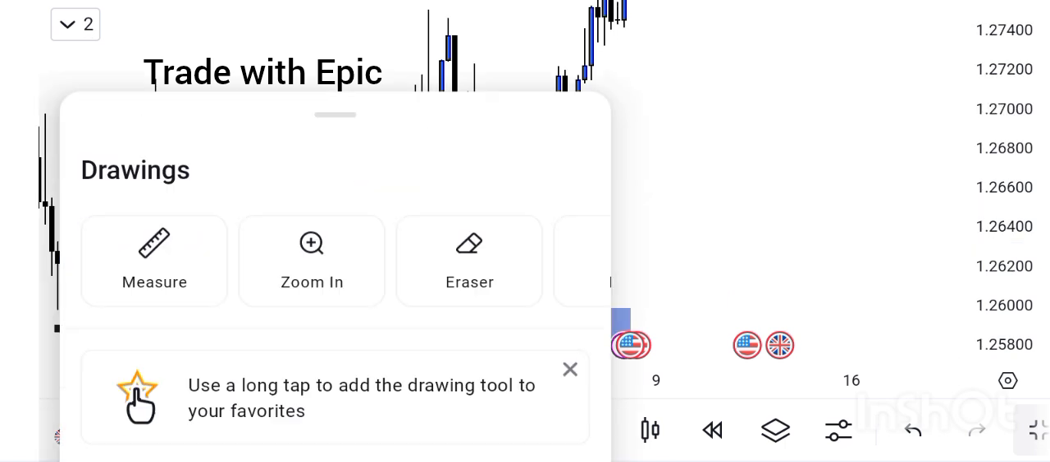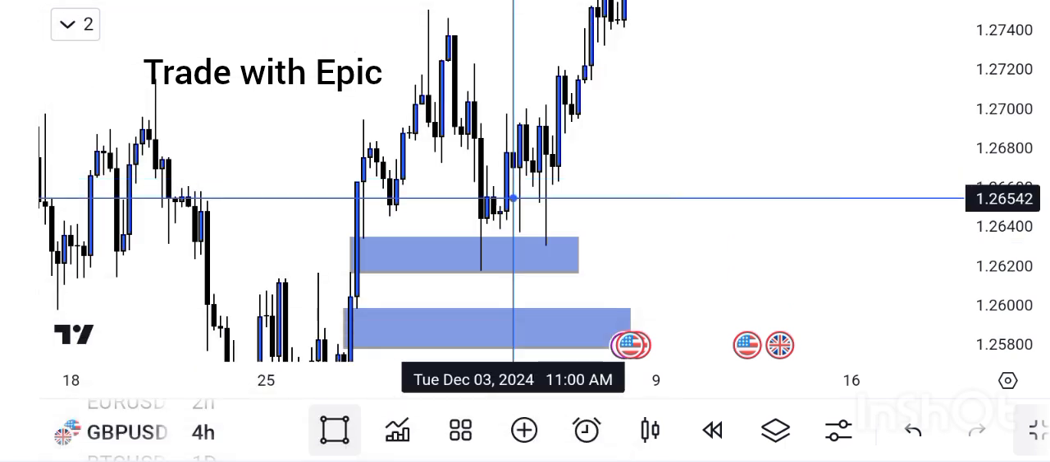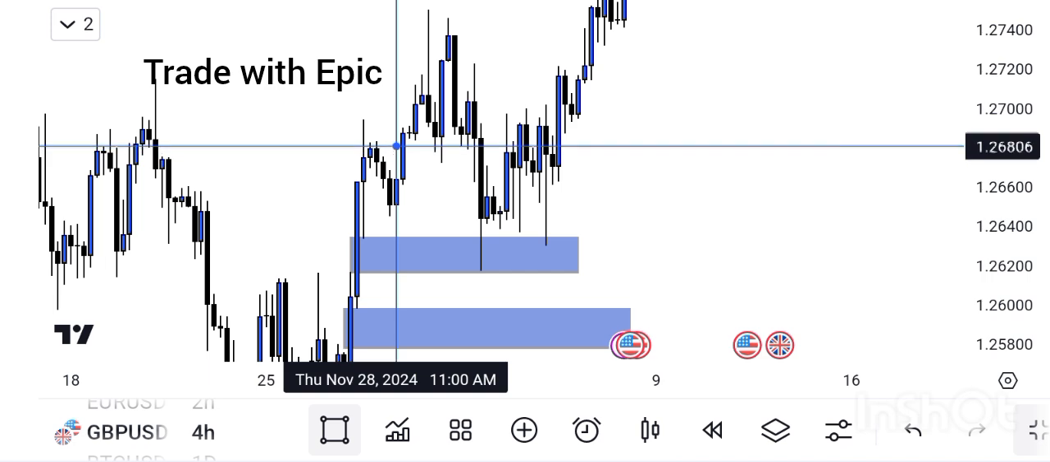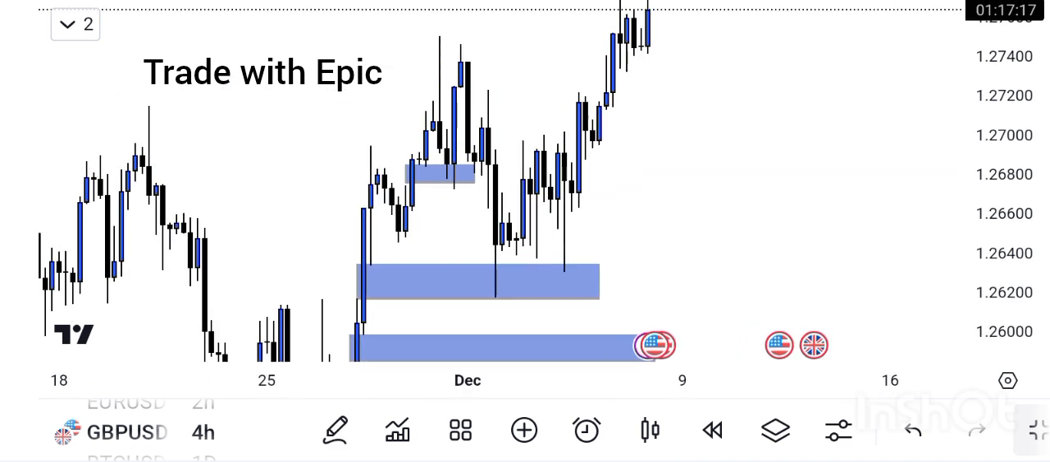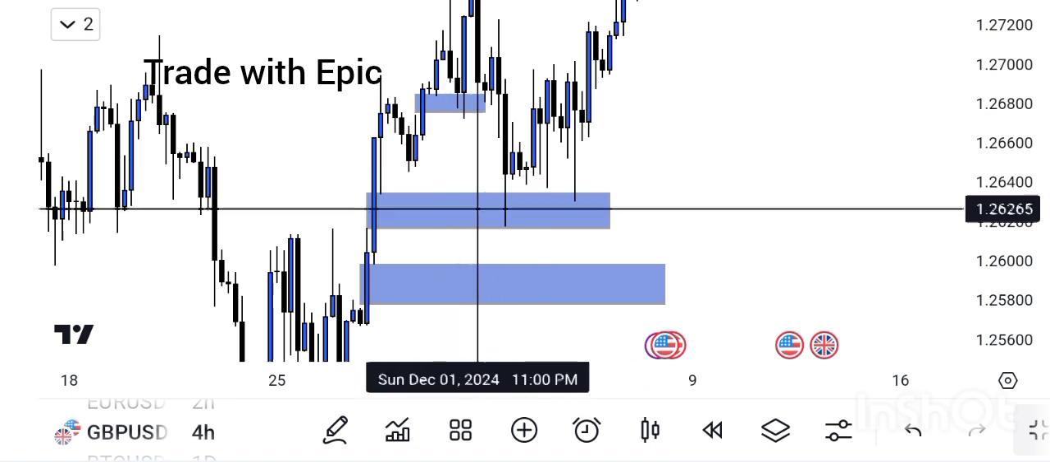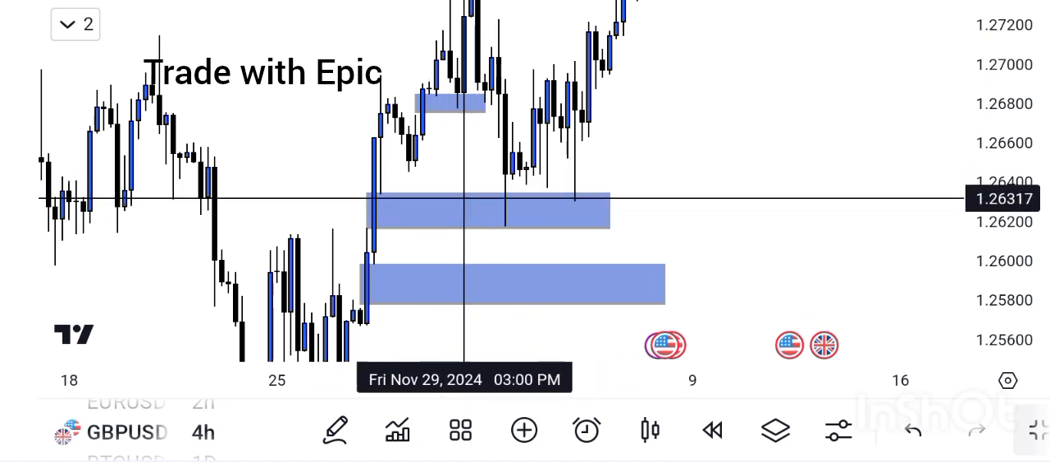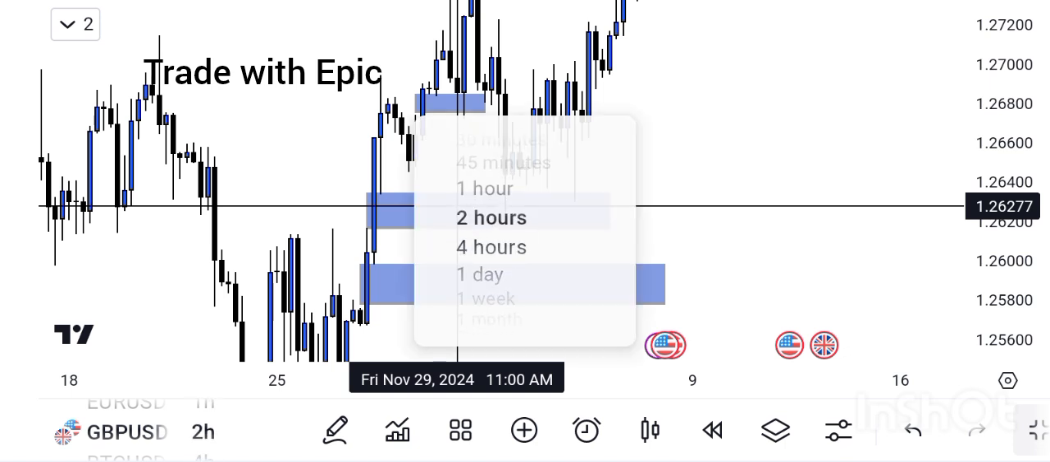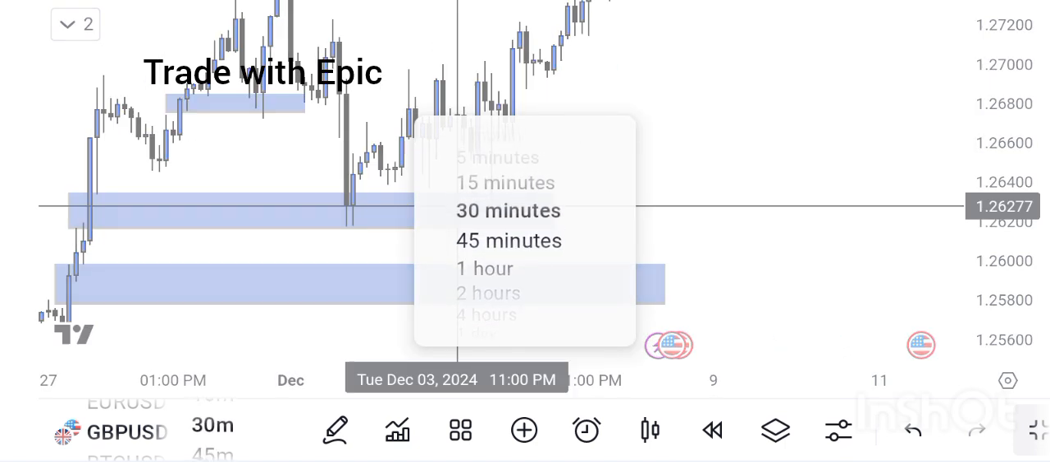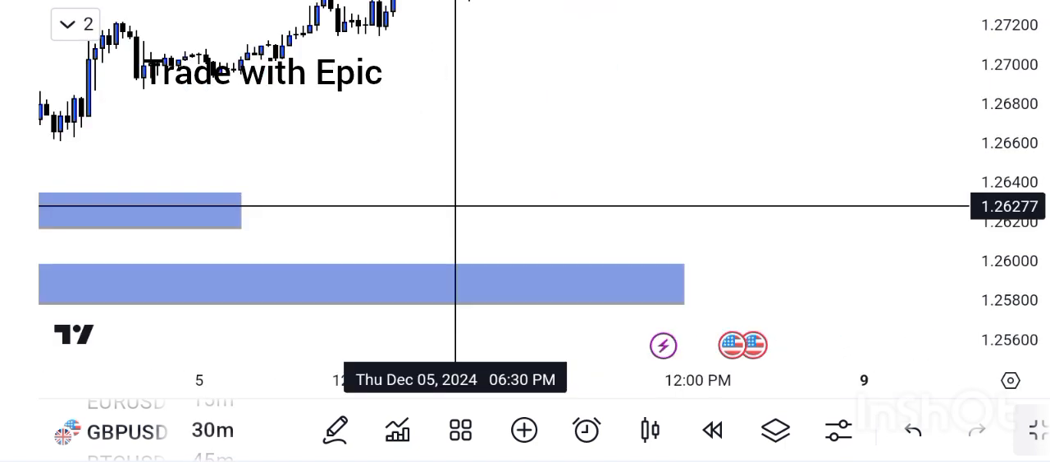Don't forget, I also have another fair value gap inside here, in which the market returned back to it. So all you have to do is have patience. For this example, what if the market taps into this fair value gap? All you have to do is go on a lower time frame, maybe 15 minutes or 30 minutes.